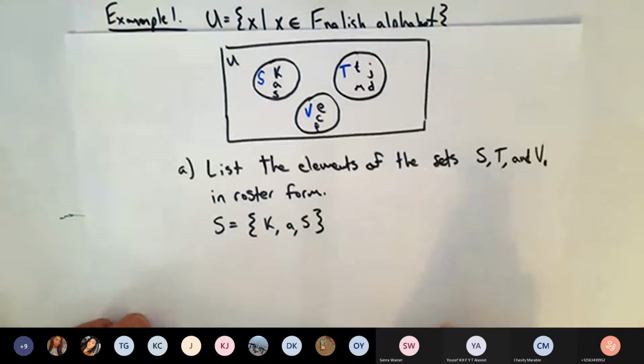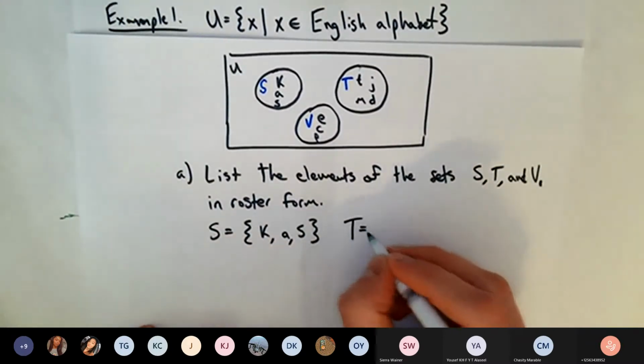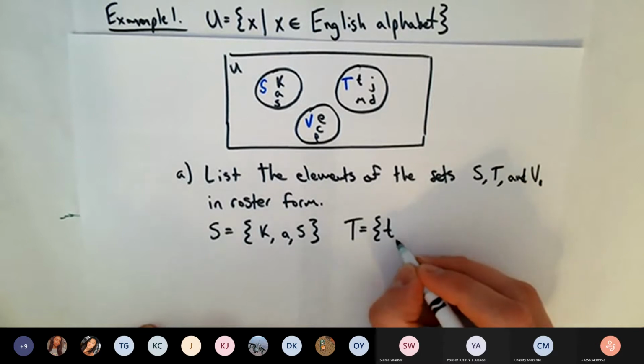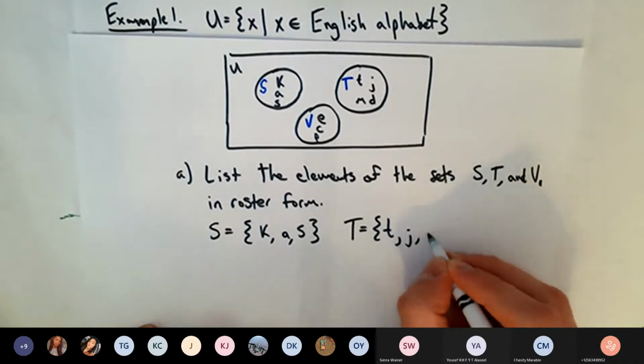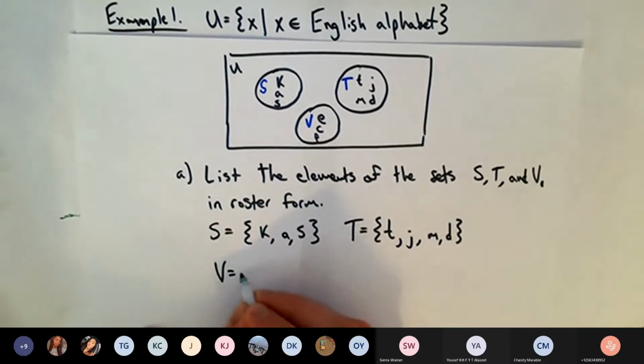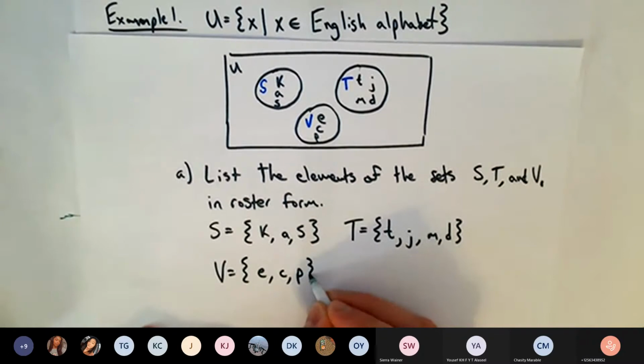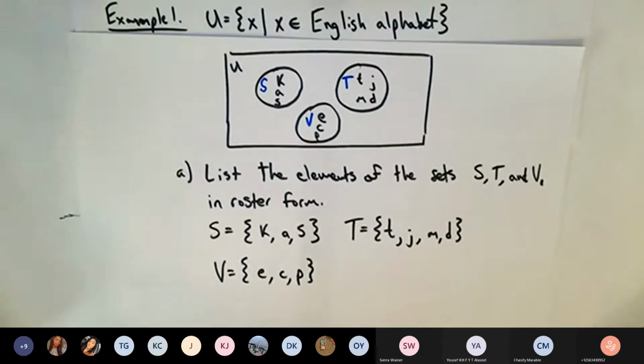And if you like, you can list them in alphabetical order. Doesn't matter. T will be the set with the letters T, J, M, and D. And V is the set E, C, P. Okay, so that's all there is. Listing the elements of the sets in roster form, you just list them out.